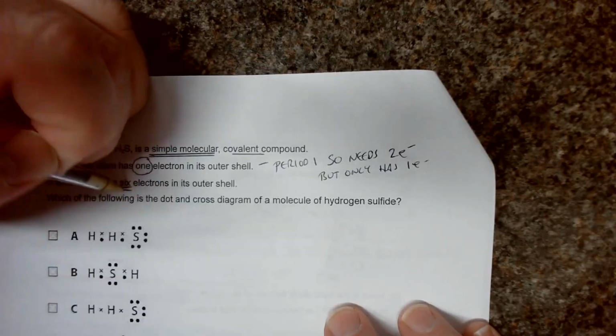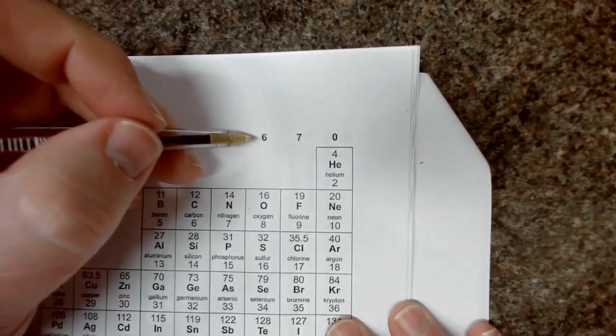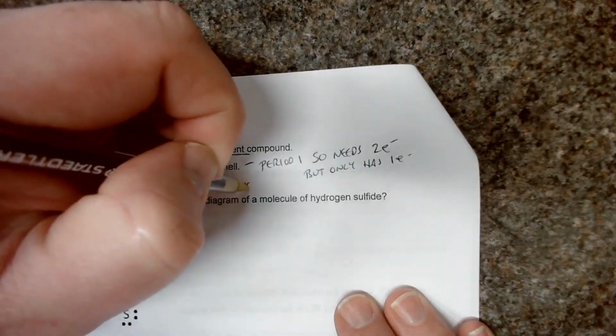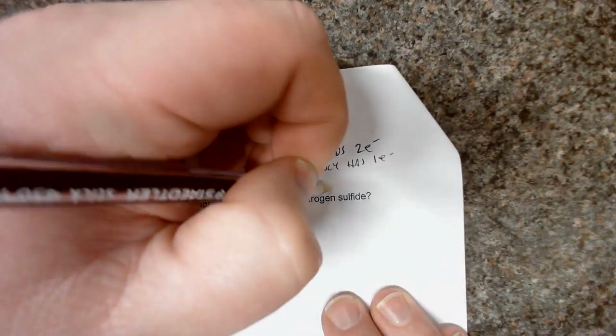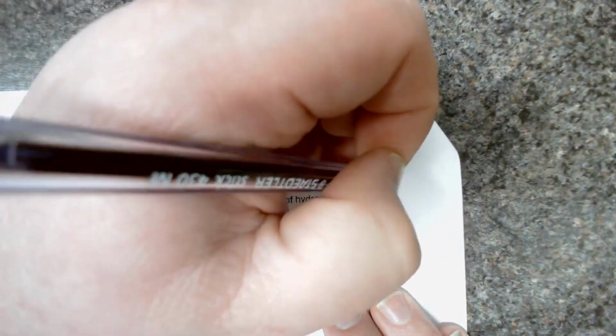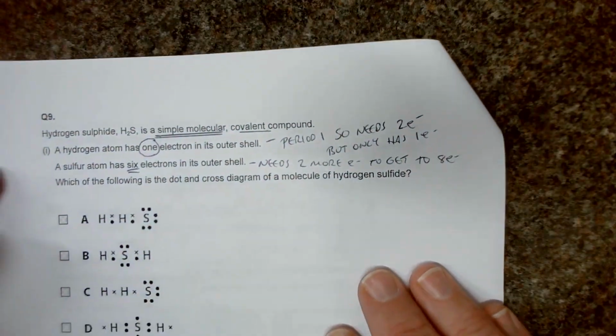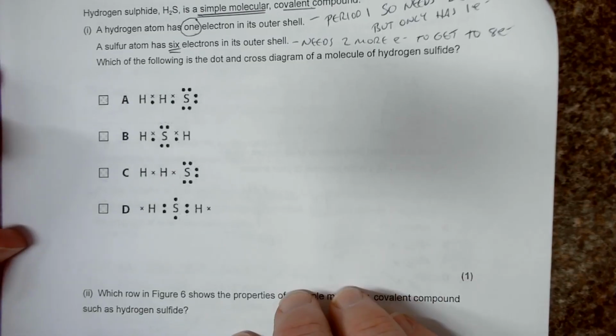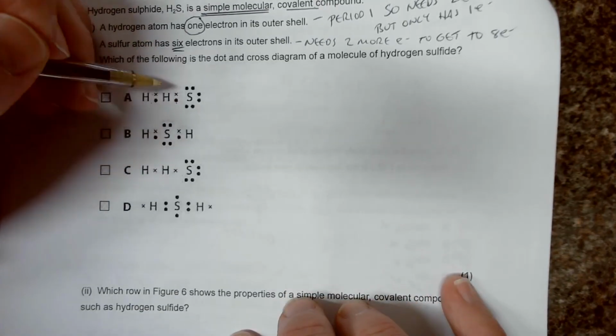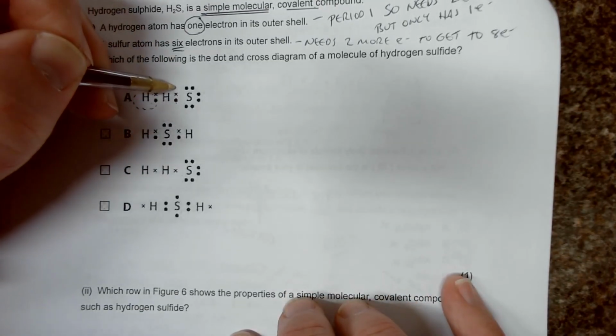A sulfur atom has 6 electrons in the outer shell. So it needs 2 more. It's in group 6, so it's got 6 electrons. It needs to get to 8. And how are we going to do that? Well, it needs 2. So hydrogen needs 1. It's H2S, so you don't even have to work out the formula. It's telling you how many hydrogens. Let's complete these shells and have a look.